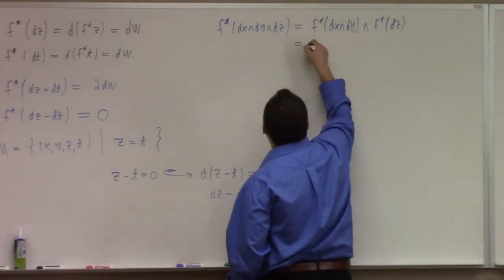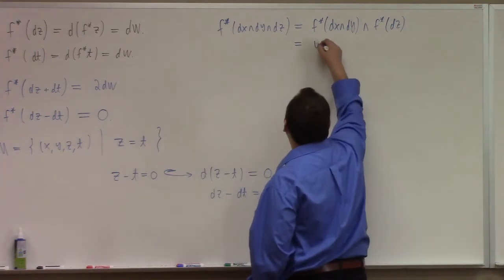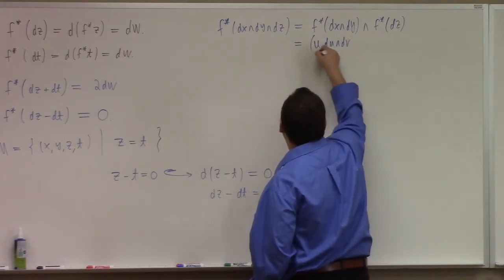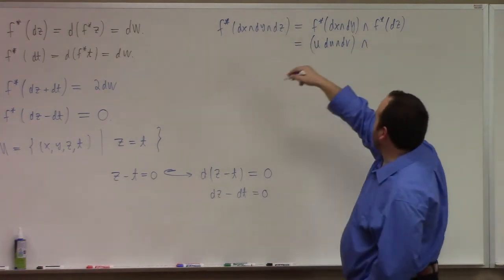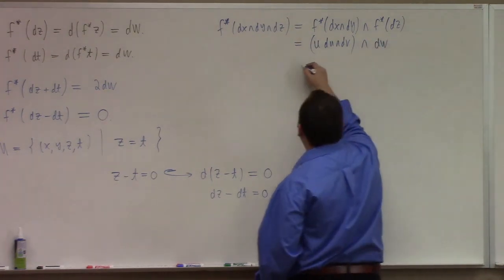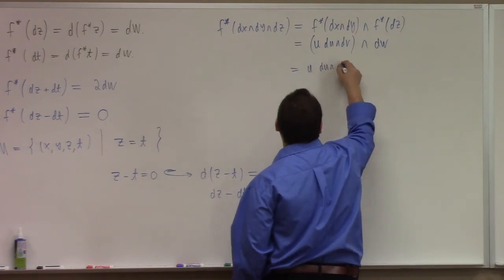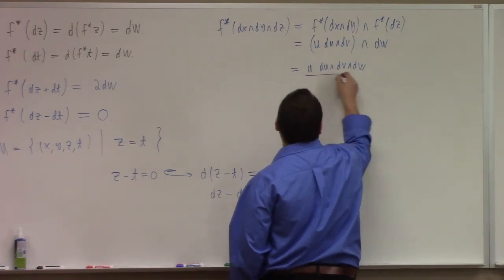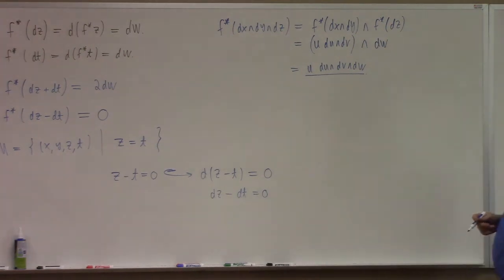So this, we already calculated. It was u du wedge dv, right? And the pullback of dz was dw. So this suggests to me that I can use x, y, z as coordinates on M, provided I stay away from the part of M which is coming from the mapping from u equal to 0. So the problem on a manifold is what can you use as coordinates, right? And so we might have to use different coordinates on different pieces.